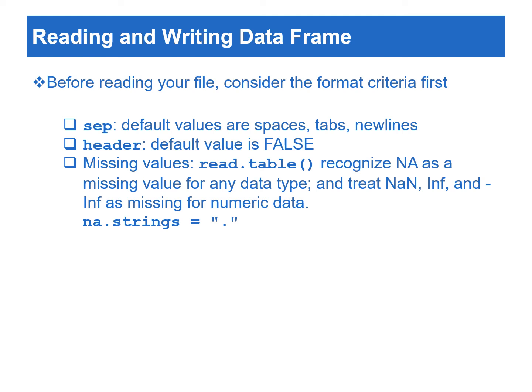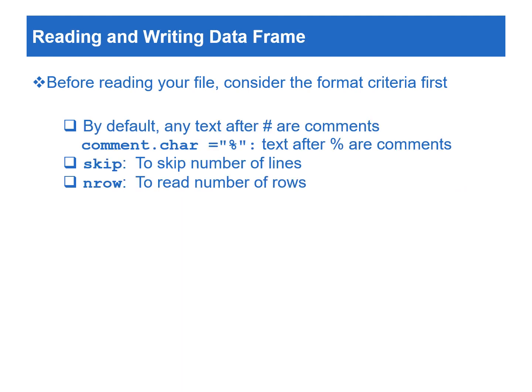The read.table function can recognize NA as a missing value for any data type. If we have a special symbol that is represented for missing values, we can specify it in the na.strings argument. By default, the read.table function treats any text after the # sign as comments. To change the default option, we can use the comment.char argument.